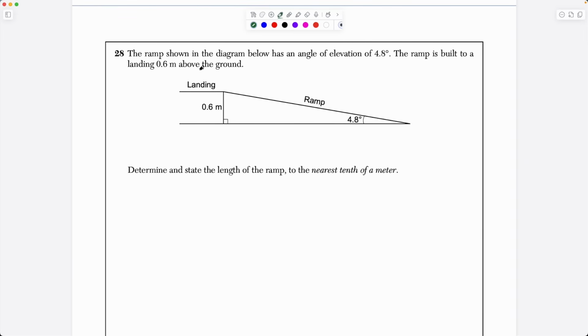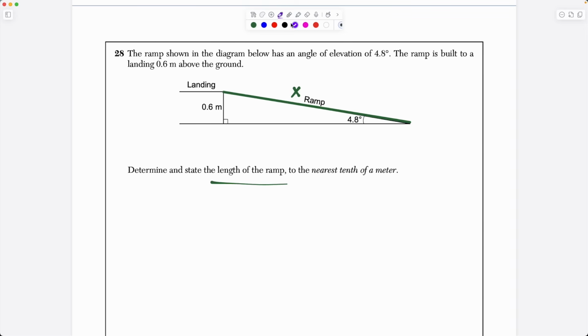Question 28, the ramp shown in the diagram below has an angle of elevation of 4.8 degrees. The ramp is built to a landing 0.6 meters above the ground. And we have to determine and state the length of the ramp to the nearest tenth of a meter. Okay, so since we're looking for the length of the ramp, that's this part over here. So I'm looking for this piece of that right triangle. So we're looking for, let's call this X.